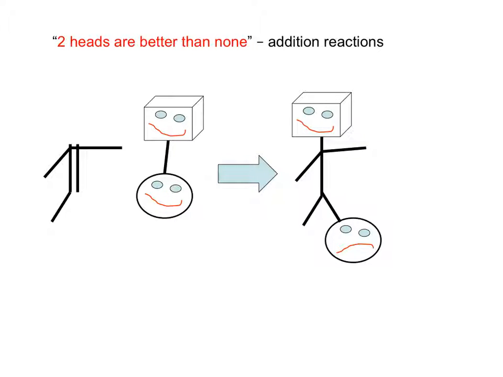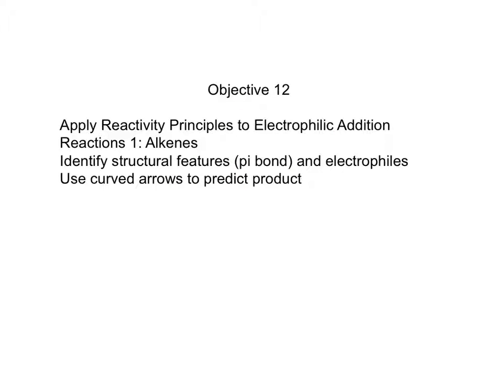Two heads are better than none. How is this related to addition reactions? In this objective, we'll look at alkene addition reactions. We'll look at the relevant structural features in an alkene and how it reacts with an electrophile.